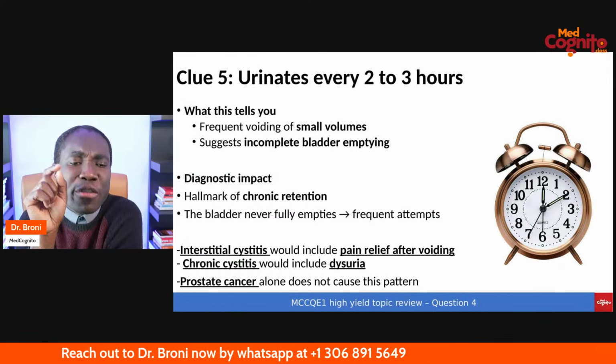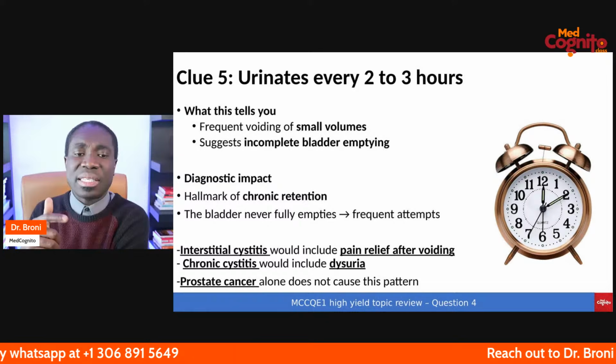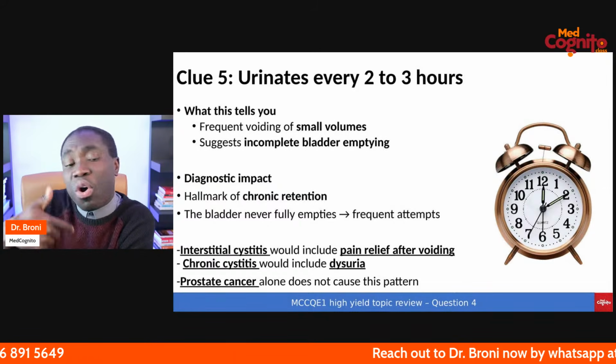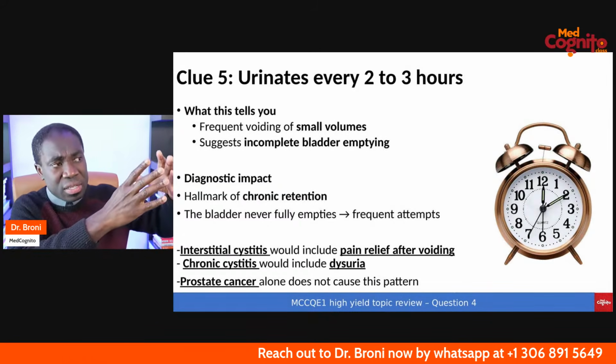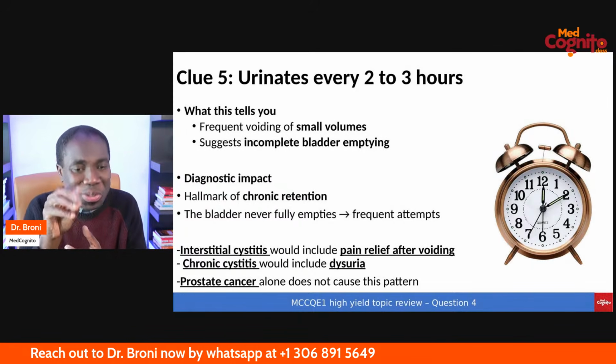He urinates every 2 to 3 hours. What does this tell you? It means frequent voiding of small volumes. He's not able to pee large volumes. It's chop, chop, chop, small, right?